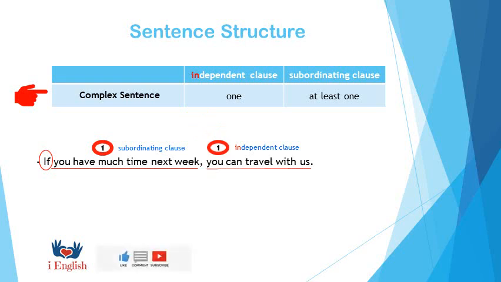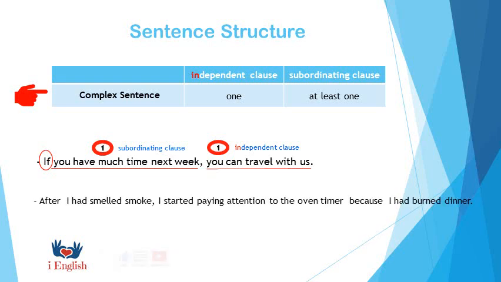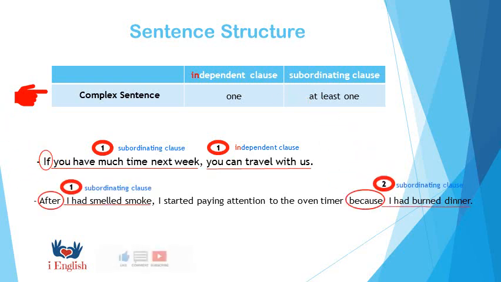Another example, after I had smelled smoke, I started paying attention to the oven timer because I had burned dinner. We can notice here that we have two subordinating clauses and one independent clause.